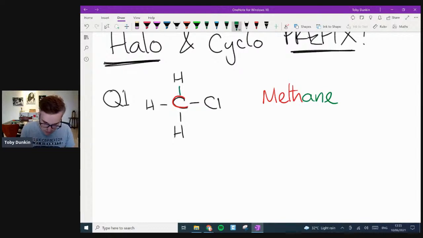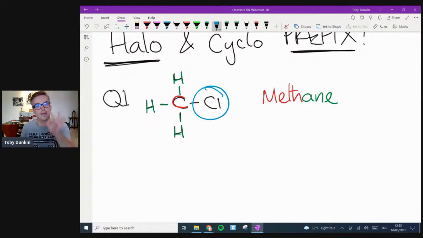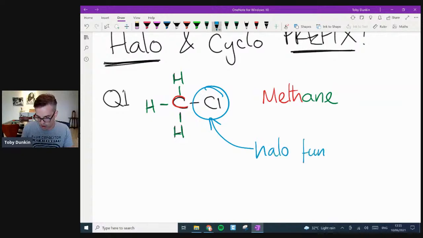However, what we have named so far would be classed as this. But what we now have is this new extension, this new additional group. And this is called a halo group. This is a halo functional group. Now, the great thing about the family name in this case is that it tells you how to name it.